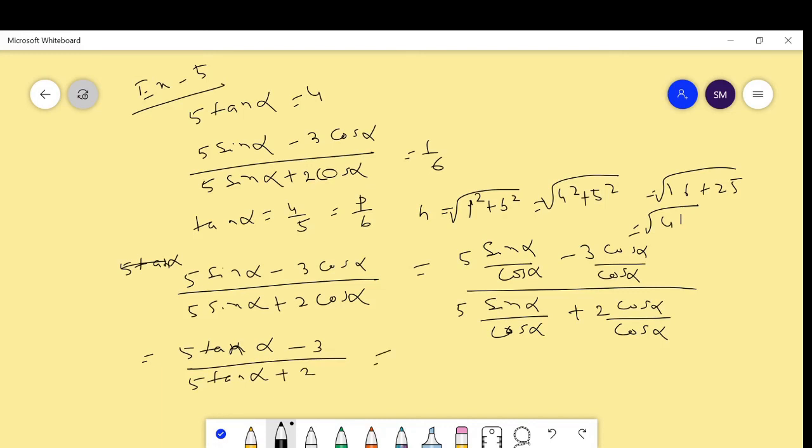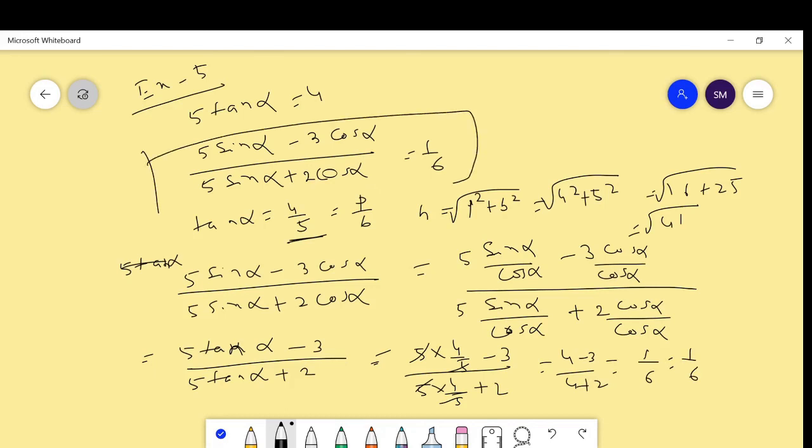In place of tan alpha, we can put 4 by 5. This is 5 into 4 by 5 minus 3 upon 5 into 4 by 5 plus 2. 5 cancel, 5 cancel. This is 4 minus 3 upon 4 plus 2. This is 1 upon 6. Then we come to the conclusion that the value of this is equal to 1 upon 6. Yes, this is RHS. Hence proved. LHS is equal to RHS.